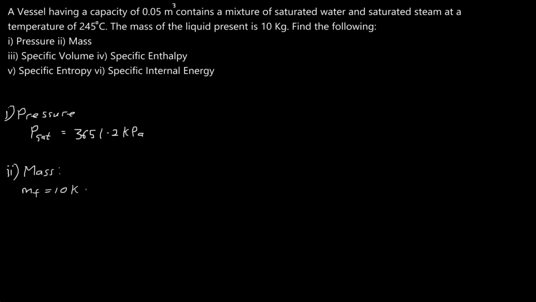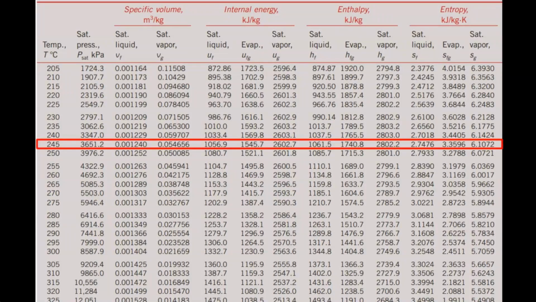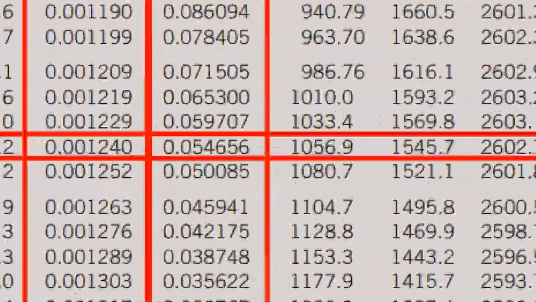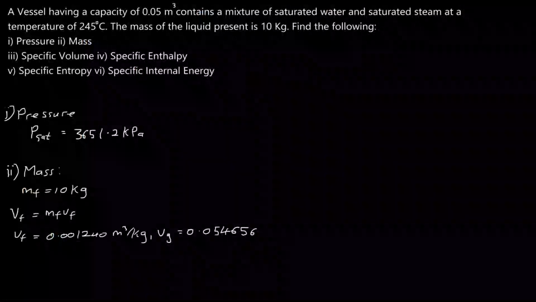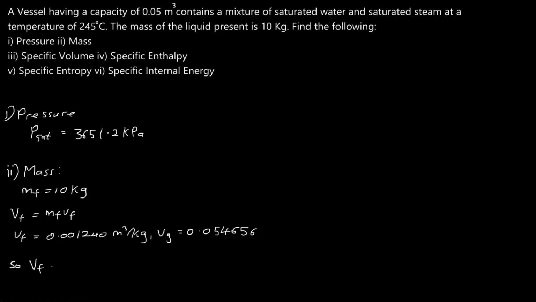To obtain the mass, we know that the mass of our saturated liquid equals 10 kilograms. So the volume of our saturated liquid will be its mass times the specific volume of saturated liquid at this temperature. From our steam tables, at 245 degrees Celsius, vf, the specific volume of saturated liquid, equals 0.001240 meters cubed per kg, and vg, the specific volume of saturated vapor, is equal to 0.054656 meters cubed per kg. So the total volume of our saturated liquid in the mixture is its mass, 10 kilograms, multiplied by 0.001240, which gives us 0.01240 meters cubed.